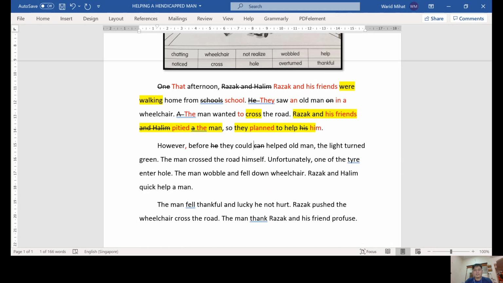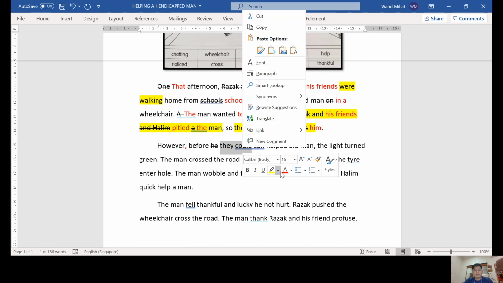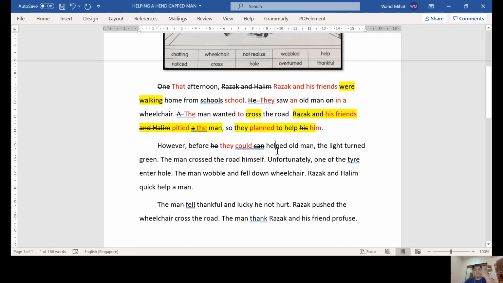Okay, I'm going to color these words with red. So before they could help. Cikgu, help ada ED kat sini, cikgu. So this is correct? No, it's wrong. Why? Because look at the word before the word help. Could exists, okay? So, could is there. What is the rule of the verb after the word could? It has to be in root form. Sama macam to ni lah. To cross tak ada ed. Kenapa tak ada ed? Because there's the word to.